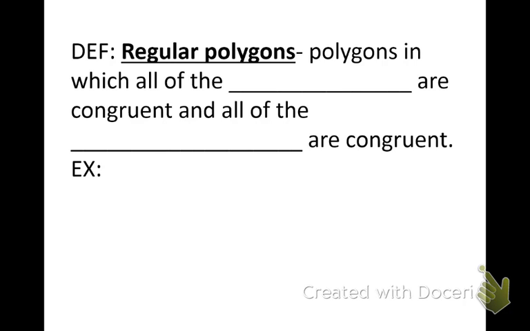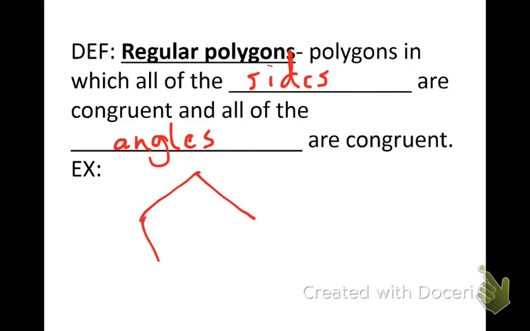Regular polygons. Polygons in which all of the sides are congruent and all of the angles are congruent. I would mark this regular pentagon with an arc mark in each of the angles. That shows that they're the same. And a tick mark on each side. That shows that they're the same measure. So that's a regular pentagon.